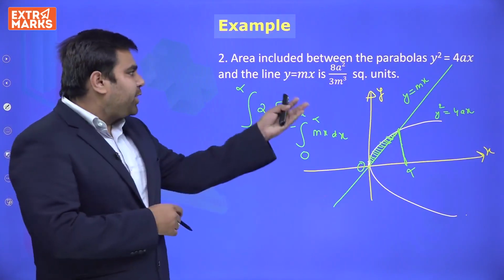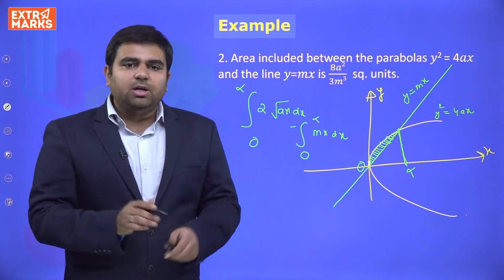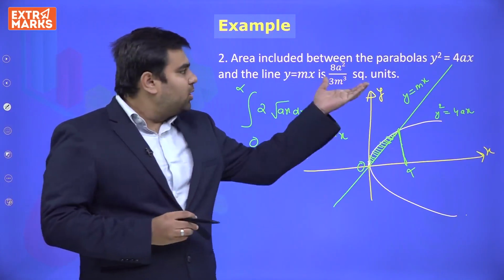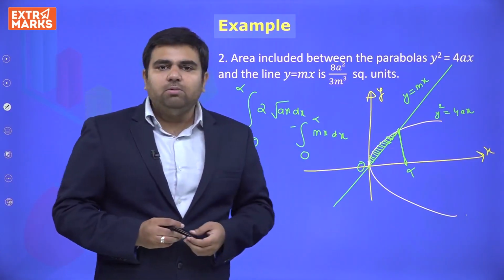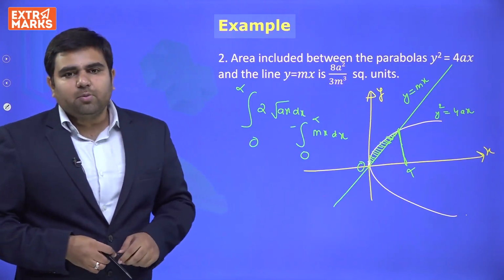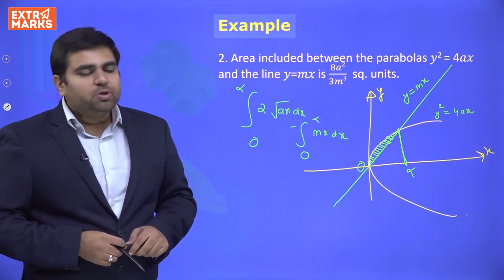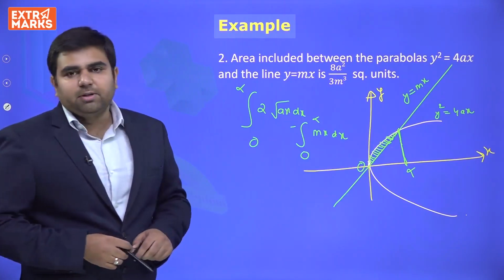In this way you can derive this also, but I would recommend you to directly remember this result, 8a square upon 3m cube, right? Because in several problems this application has been asked. So I would recommend you to directly remember this particular formula.